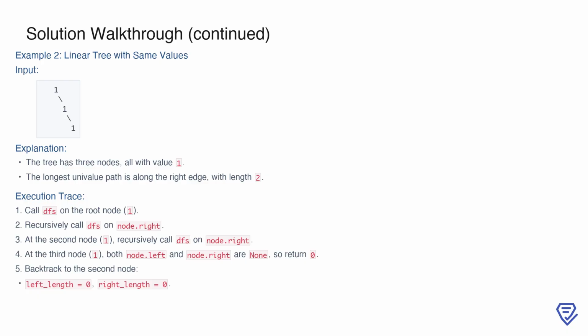At the last node in the chain, both its left and right children are None, so the recursive calls return 0. Backtracking to the second node, we calculate left_length and right_length, both of which are 0 because there are no left children and the right child returns 0. This sets the stage for the next calculations.